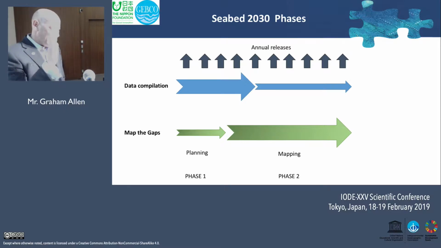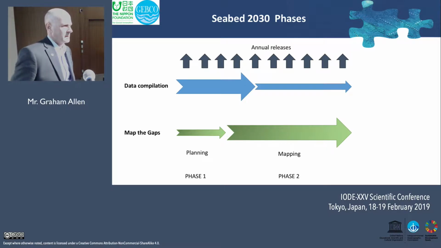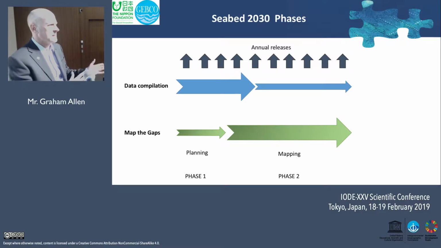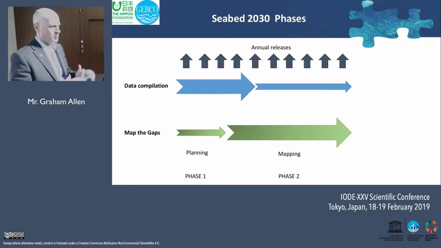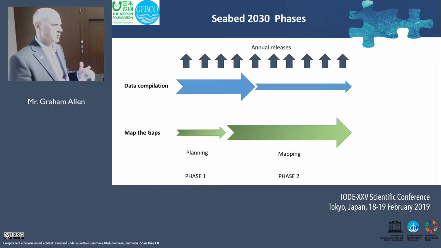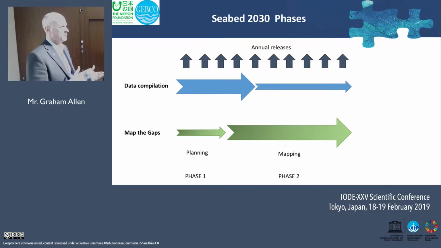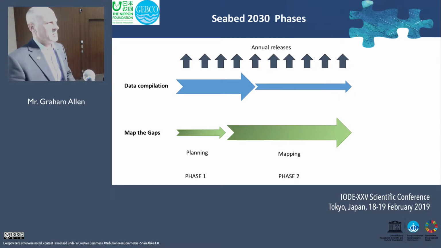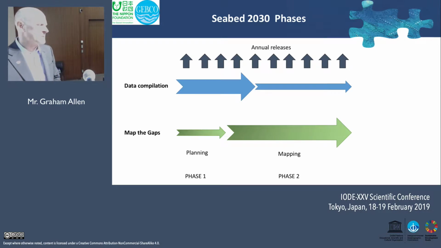A very brief overview of the concept. Seabed 2030 breaks down into two distinct phases. There's a data compilation phase or stream of activity, and that's actually doing what GEBCO's done since 1903. That's aggregating all the existing data together and then publishing that data in the GEBCO Ocean Map. But at some point, we'll have collated all the existing data, and the project will then move into a second phase, which we've coined the expression map the gaps.